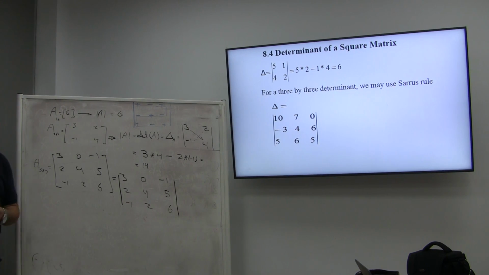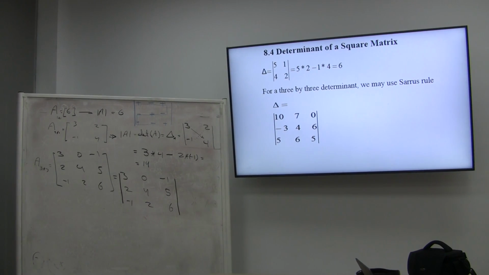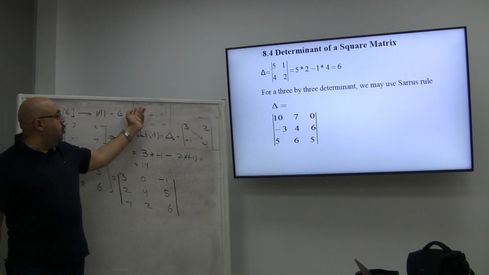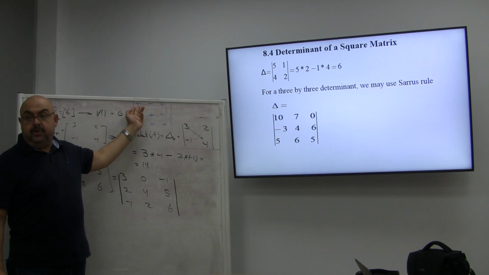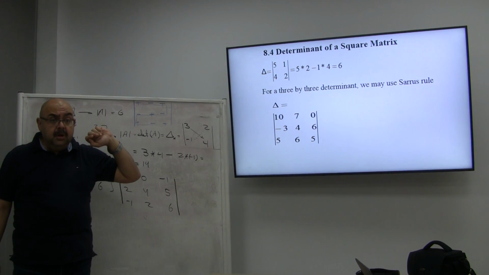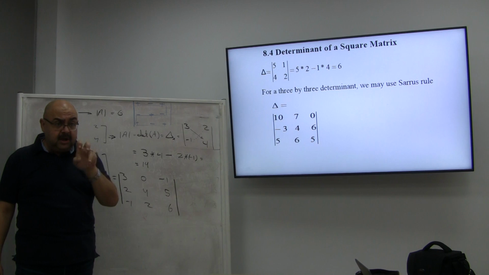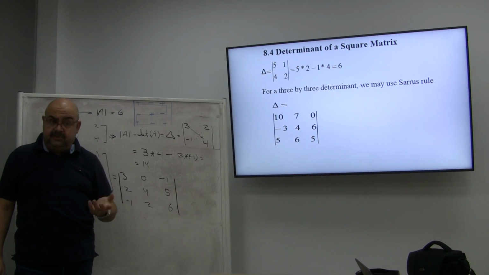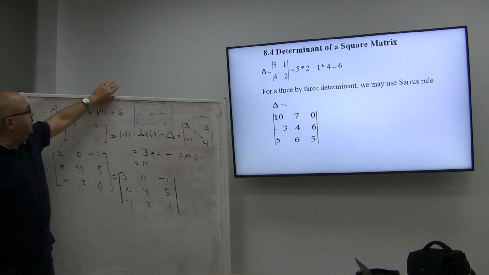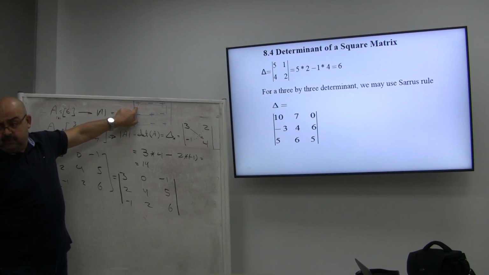This satisfies something really very interesting. When the sum of the row and column numbers is even, the sign will be positive. If you get the sum of the row and column numbers and it's an odd value, the sign will be negative. So for example, this value is for the first row, first column.